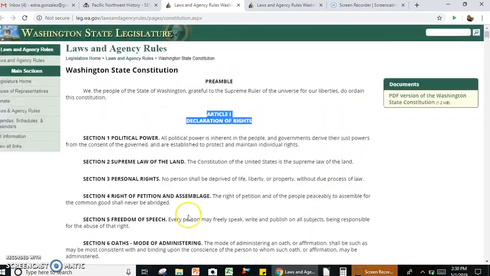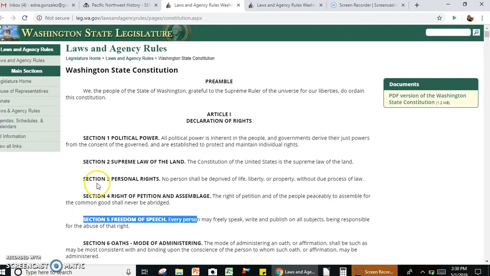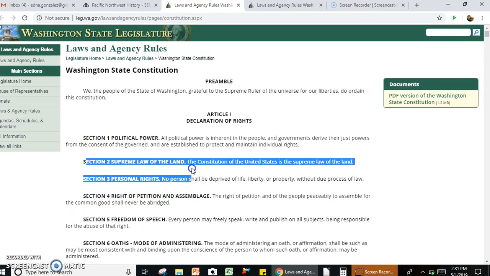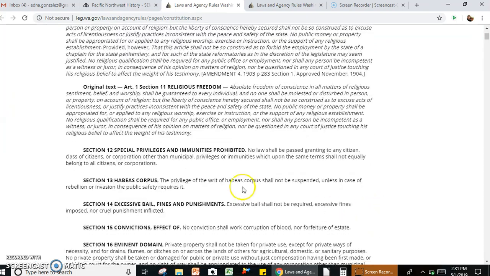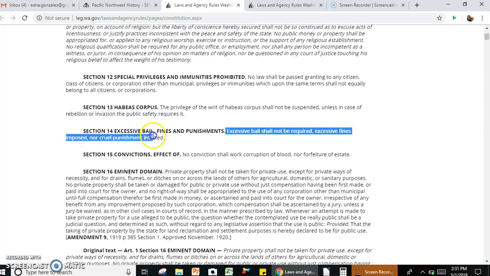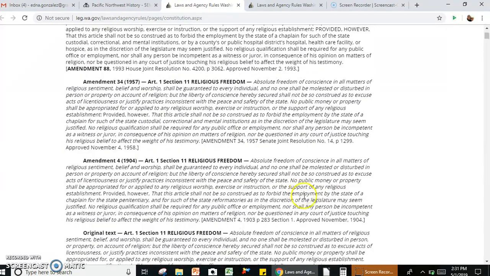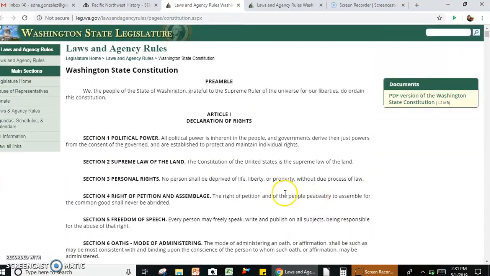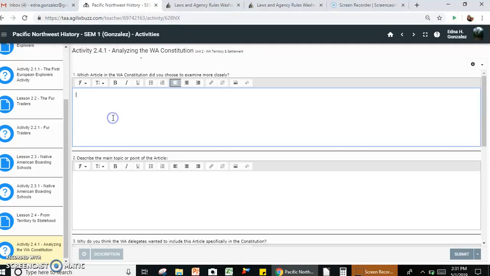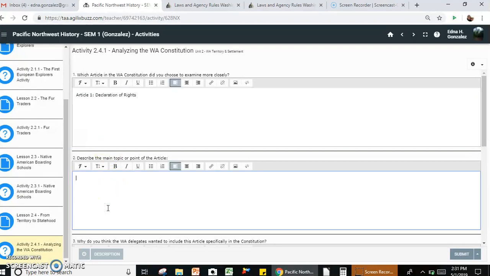So go ahead and read about freedom of speech, personal rights, the supreme law of the land. I'm going to scroll down. Okay, Section 13 is about habeas corpus, and then excessive bail, fines, and punishments. So read those rights. Then you're going to answer the questions and say, which article did you pick? Article 1, Declaration of Rights. Okay, that was easy.